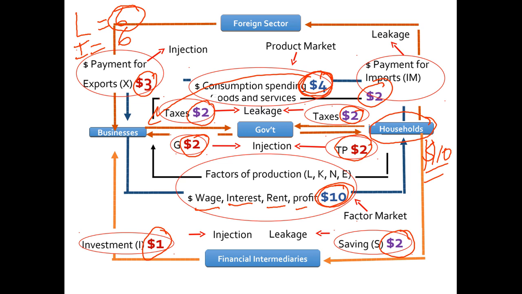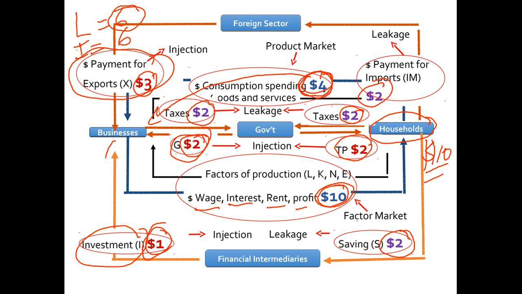Now, what are injections? Injections are basically the amount of money that is spent on buying domestically produced goods and services other than household sector. So investors are buying goods and services for $1. Payment for exports, $3. The foreigners are also spending, and government is also spending. So the same $6 is spent again, but not by household sector, by investors, by foreigners, and by government.